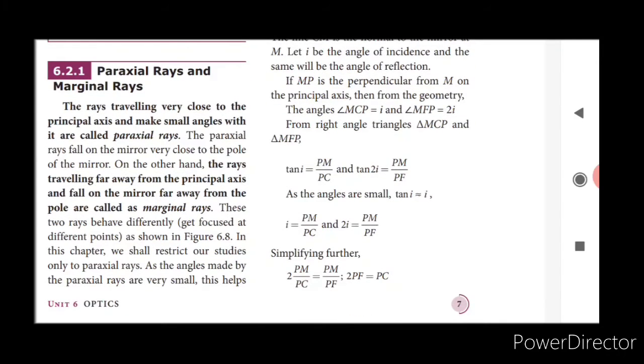Now we have to take the right angle triangles MCP and MFP. Tan I, what is tan I? Opposite by adjacent. Opposite side PM, adjacent PC. Then tan 2I, what is tan 2I? Same, opposite by adjacent. Opposite PM, adjacent PF. The angles are very small, so tan I we can consider as I. So I equals PM by PC.